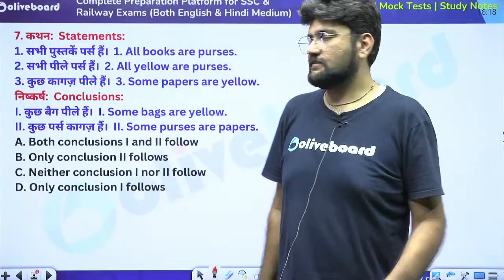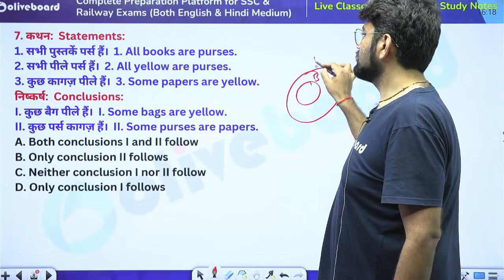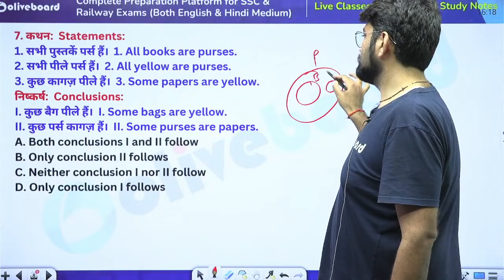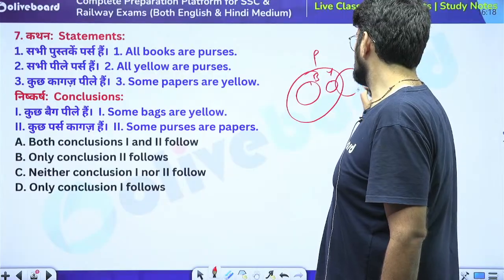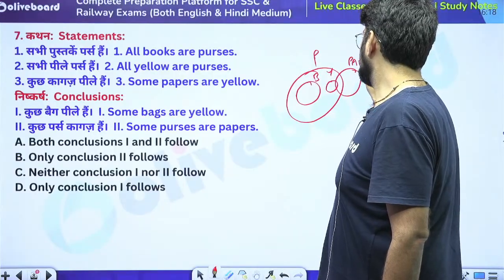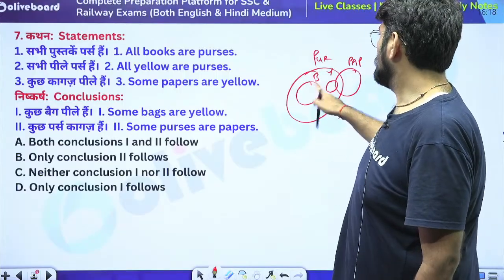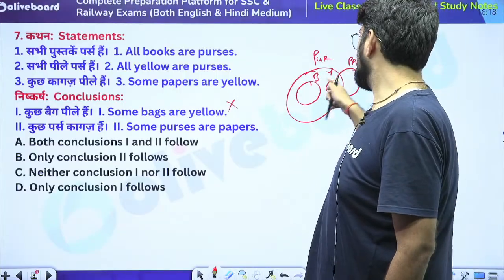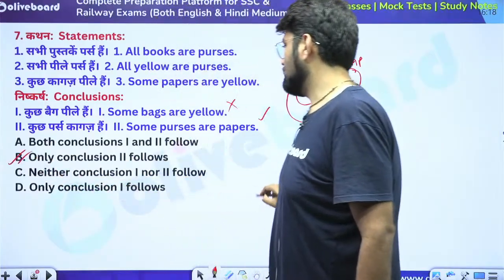All books are purses. All yellow are purses. Some papers are yellow. Okay, some bags are yellow, not at all. Some purses are papers, absolutely right. So only conclusion 2 follows. Option B is the right answer.